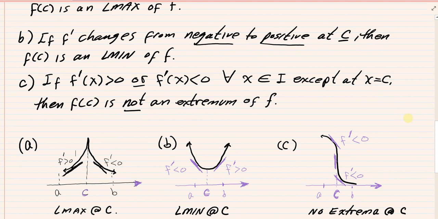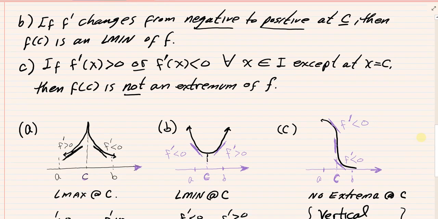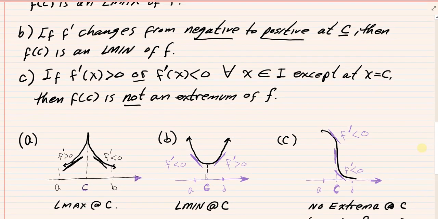And then we have a local min in part B. The slope is negative, transitions into positive, and of course that happens at c. Right here is where that transition takes place. Therefore you have a relative minimum at B. Part C is a case where there is no extrema. The slope of a tangent in this case is always negative.